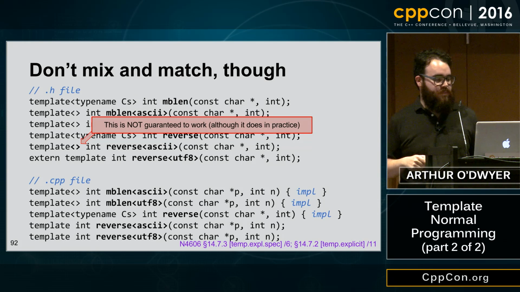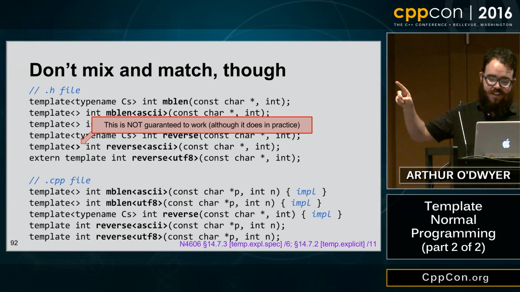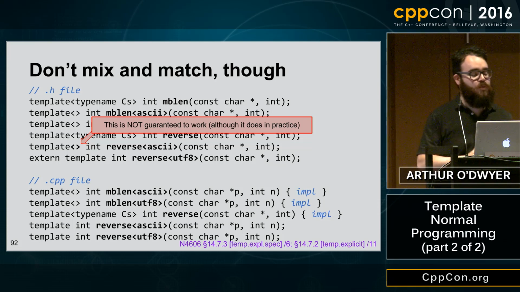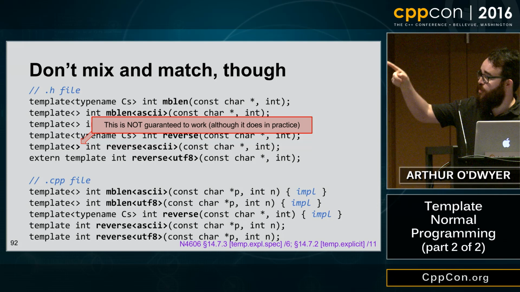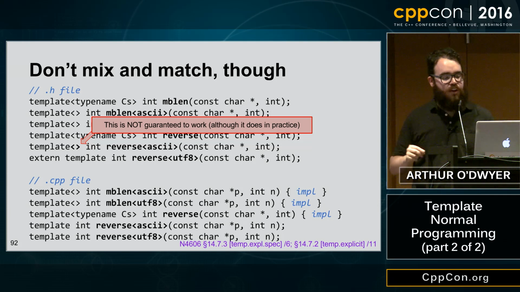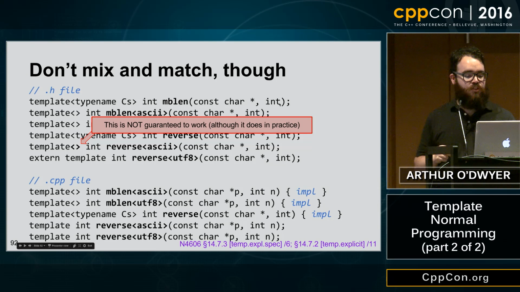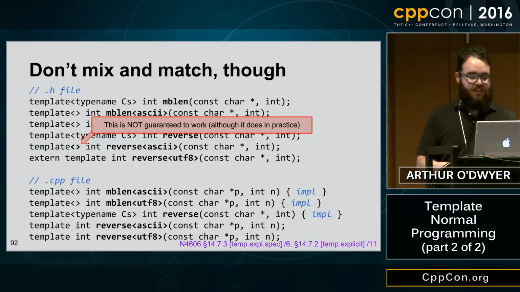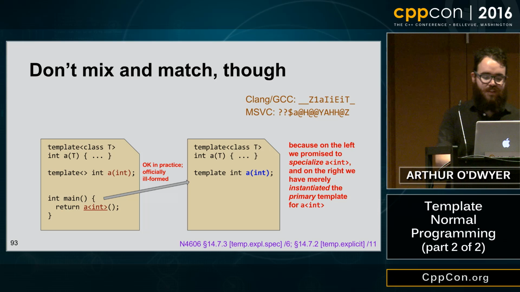Don't mix and match, though. These angle brackets are important. If I stick the angle brackets on up here, that says I have somewhere, not here because I don't have a body here, but somewhere I have an explicit specialization, a full specialization of reverse ASCII. But I don't actually make one in my CPP file. In my CPP file, I don't specialize it. I just instantiate the primary template because I forgot the angle brackets there. And so this is not guaranteed to work, although it does in practice for reasons of name mangling.